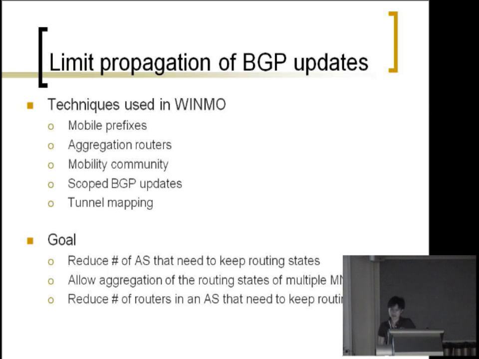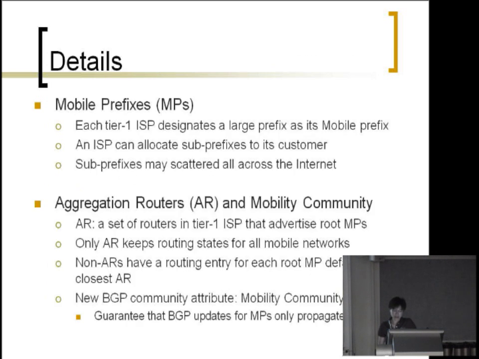The end result is that we were able to reduce the number of ASs that need to keep routing state, and that will scale the mobility support much better to a larger number of mobile prefixes. Since we allow aggregation of routing state of multiple mobile networks, this allows us to exchange the routing updates in a more efficient way. We also reduce the number of routers in the AS that need to keep track of this routing state. There are some details that I will just briefly mention here.